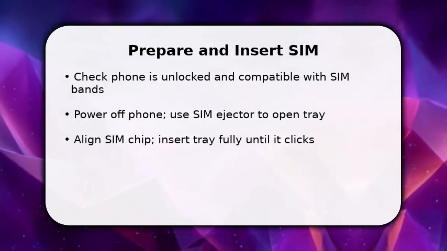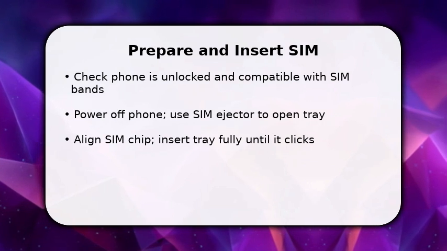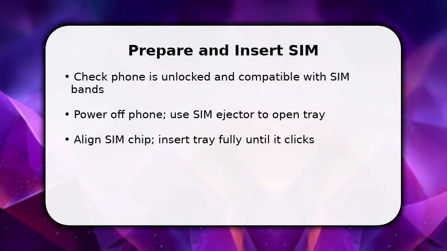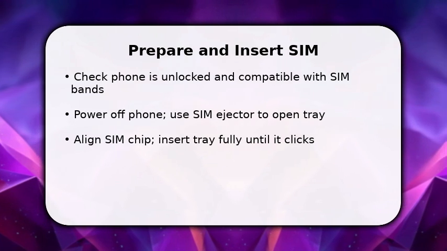Make sure the gold contacts face down and the cut corner matches the tray. Insert the SIM until it clicks and then power the phone back on. This immediate placement readies the device to detect the network and begin registration automatically.